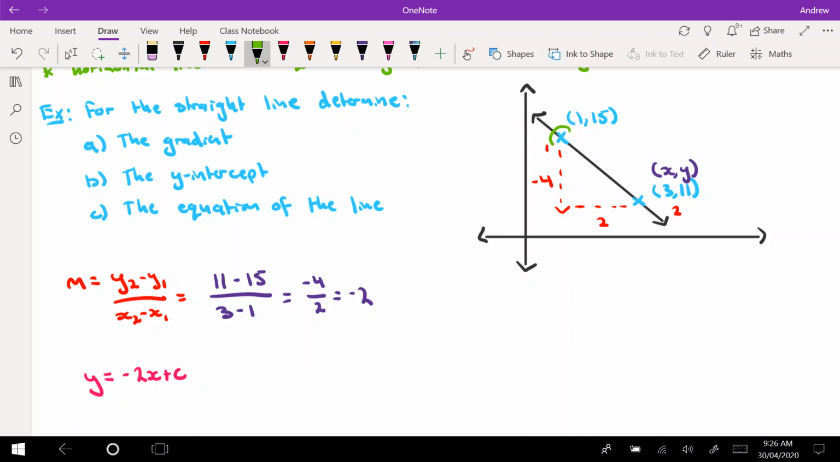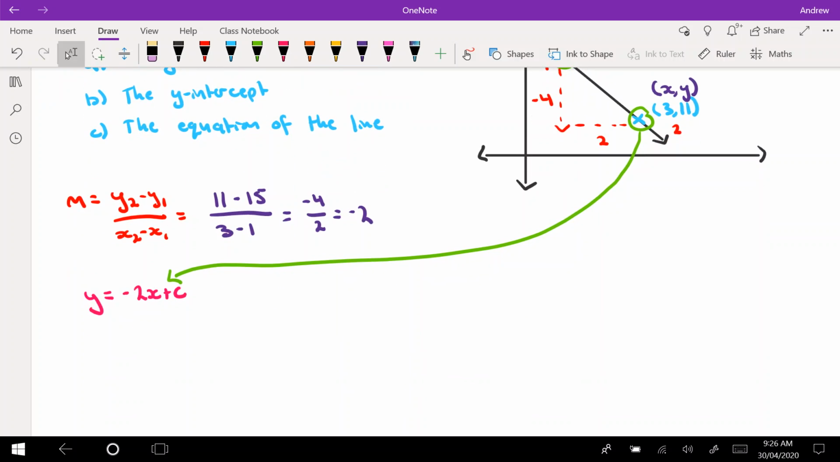One of these points here. I can pick either one of those points, and I can put it into my equation, and that's going to help me find c. So let's just choose this one. I'm going to drag it along. And I want to put that into my equation. So 3 is x, 11 is y. So now I'm going to write it as 11 is equal to -2 times 3 plus c.